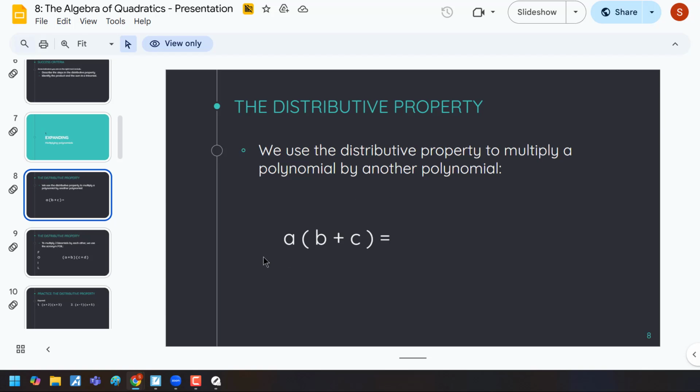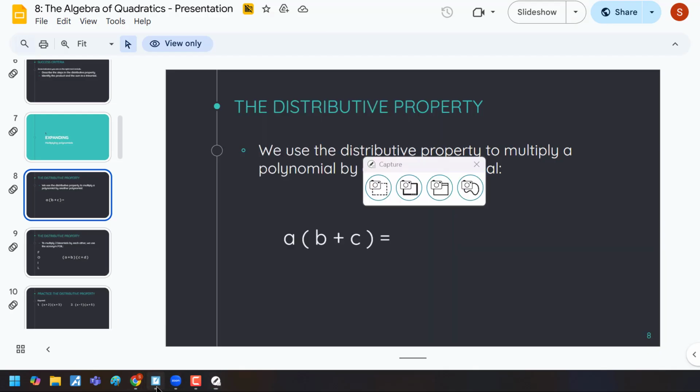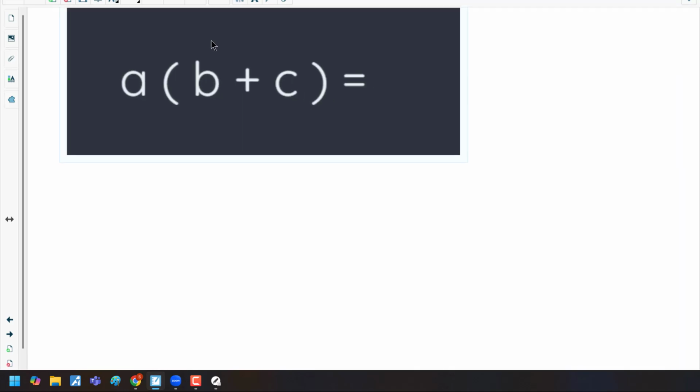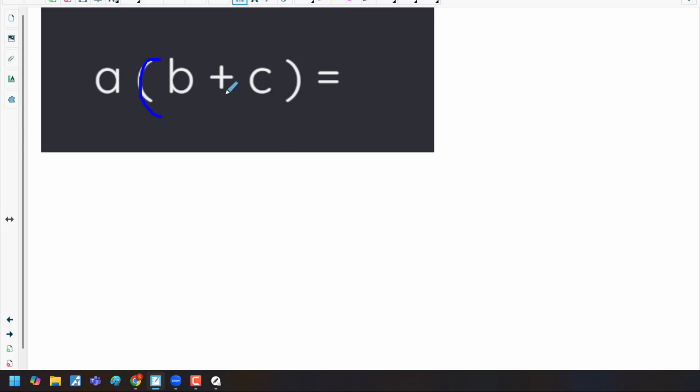So the example of this is this right here. And what you need to understand is that whenever you have something in front of a bracket, this is considered multiplication. It's not addition, not subtraction, not division, not exponent. It's multiplication. So this is going to be a times b plus a times c. So this is going to look like ab plus ac. That's it.